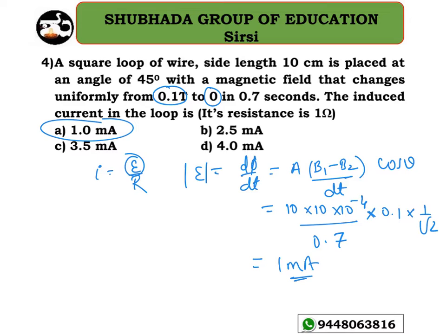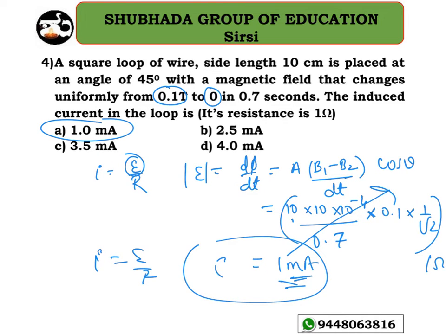Okay, so this is what you'll get here for I, equal to nothing but E divided by R. Just divide this entire answer by how much? R is 1 ohm. So that must be the answer for this one. So that is what? 1 milliampere. I must be equal to 1 milliampere. This is how you can easily solve this problem.